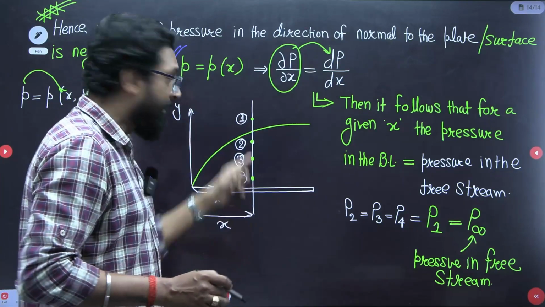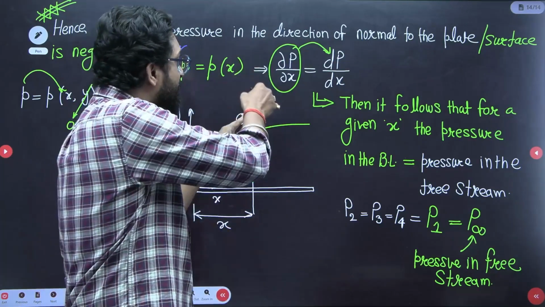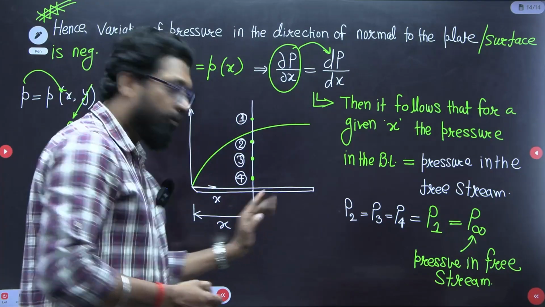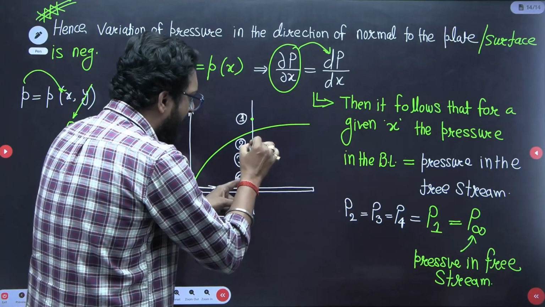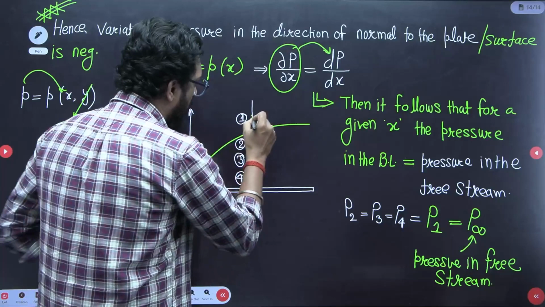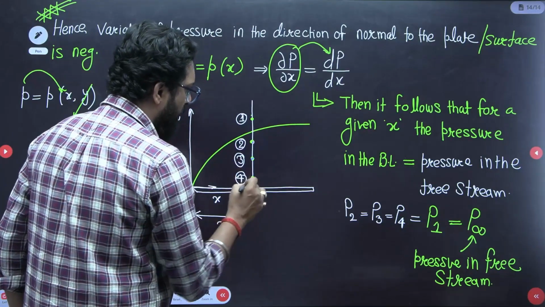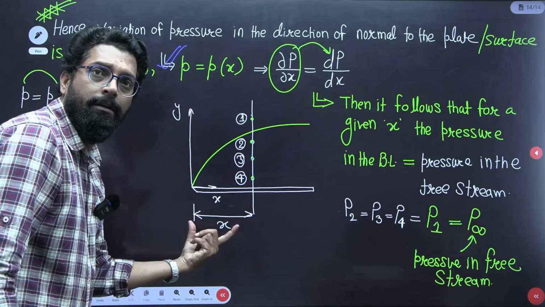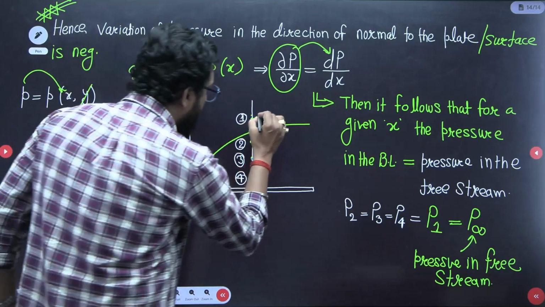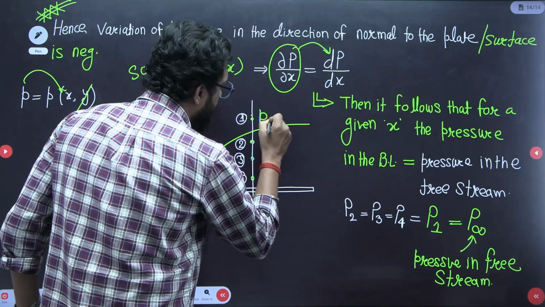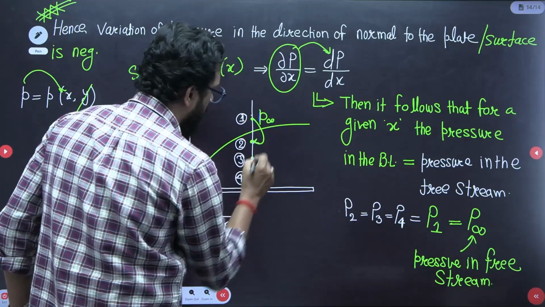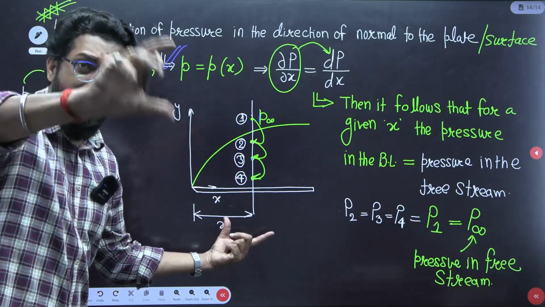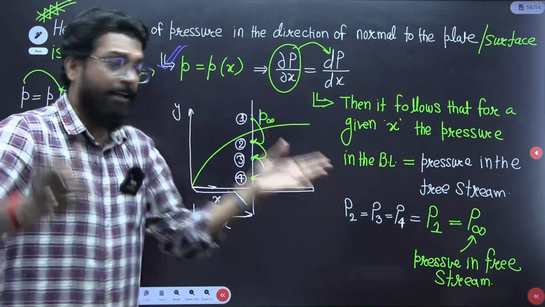At a given x, what is the pressure? P infinity. But conclusively, pressure is not varying in the y direction at a particular x. So what is the pressure at point 1, point 2, point 3, and point 4 at a particular x? All are the same. At each of these points the pressure is P infinity. So if you define the gradient of the pressure, it does not matter whether you consider inside or outside.